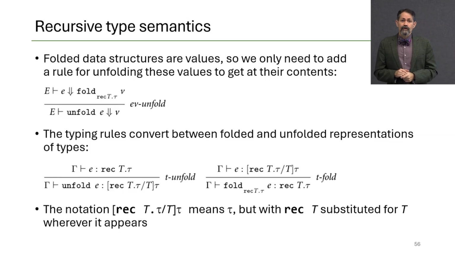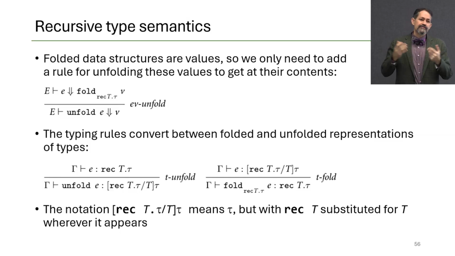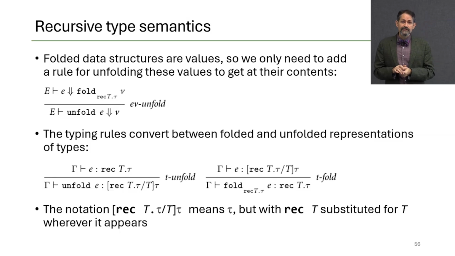The typing rules will convert between folded and unfolded representation of types, right? So if we have an unfold E expression, then we expect E to have some recursive type, and the unfold expression will have the right-hand side of the recursive type with the recursive type substituted in for any occurrences of the recursively bound name. Similarly, fold will take something that is just an ordinary type, but it happens to have a structure that allows it to be folded, and it will fold it up into a recursive type.